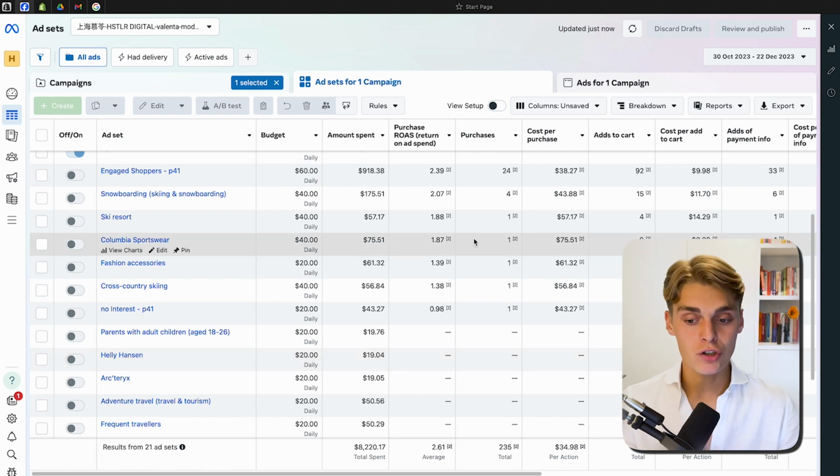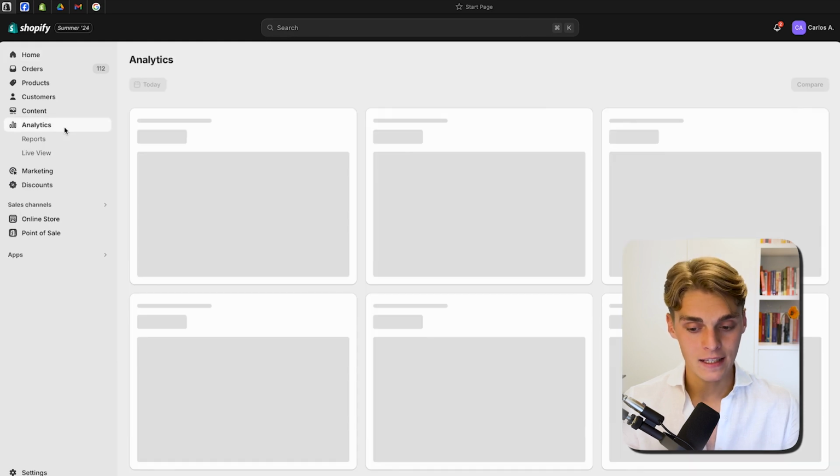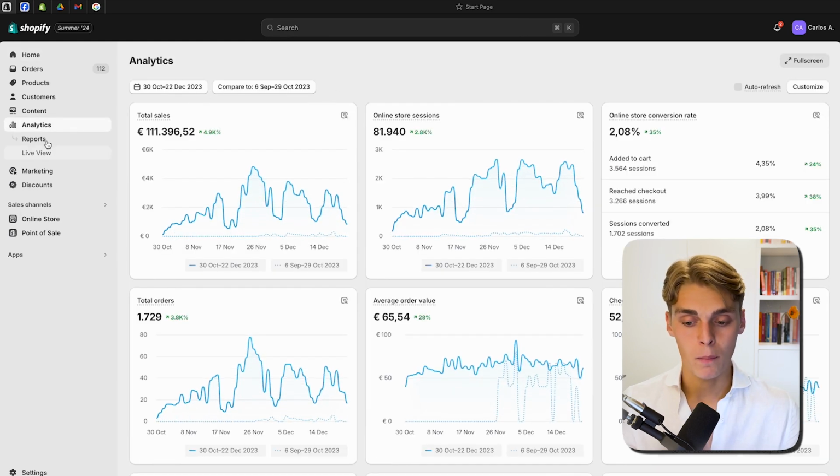And how you should do that per campaign is by going to Shopify, you click on Analytics, and then we head over to Reports.